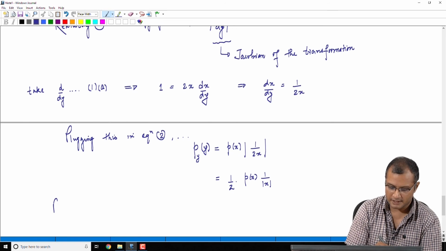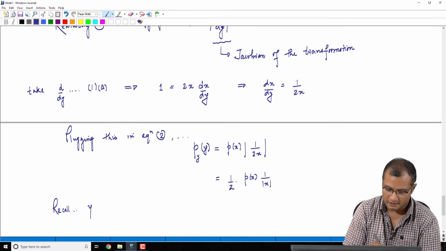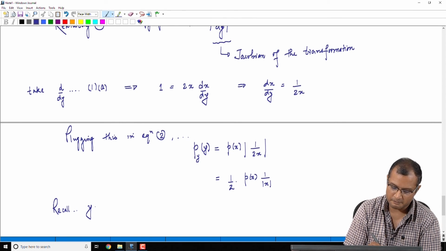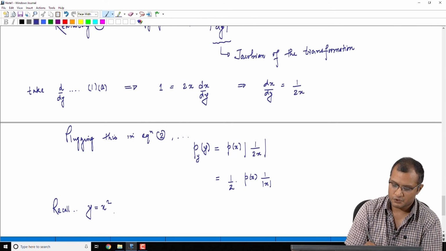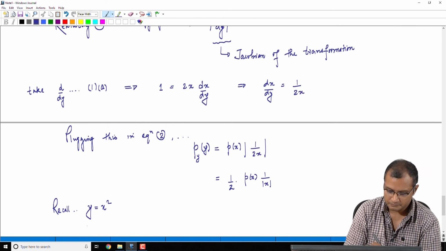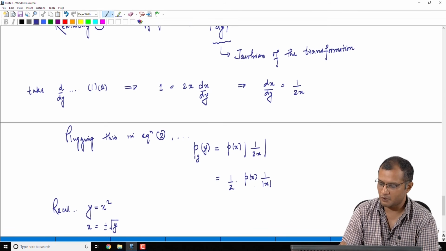Now, recall that our relationship between y and x was a simple quadratic relationship. So, y was x square, which means that I can write x as plus or minus square root of y, but here I need mod x.